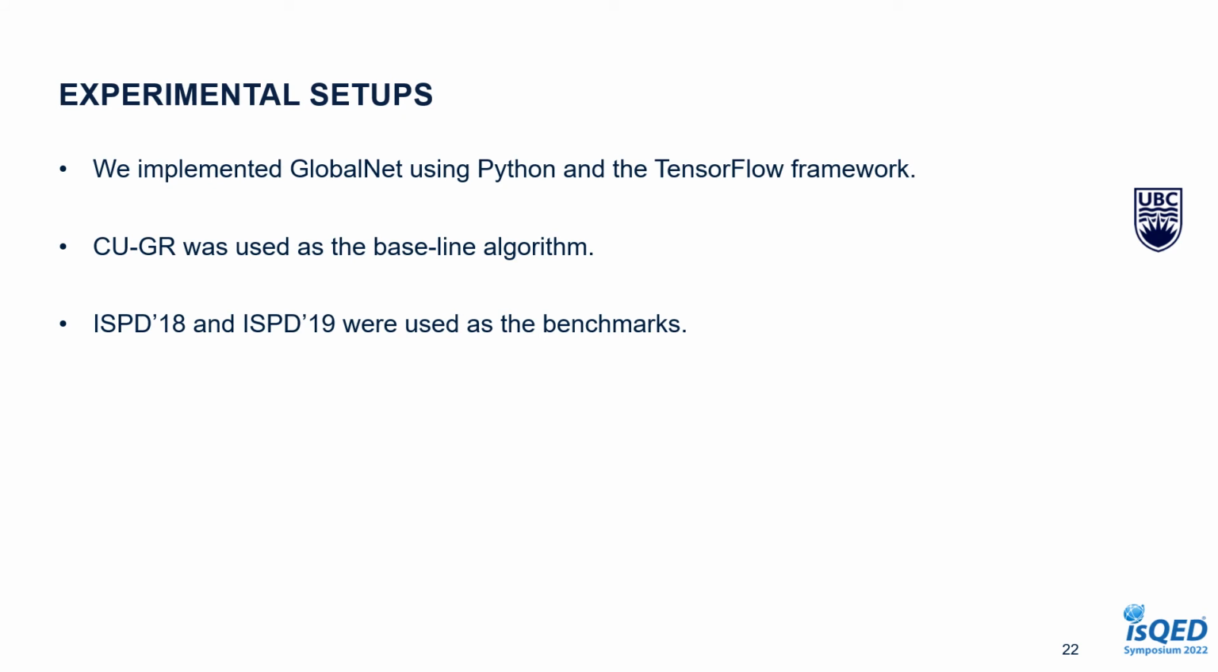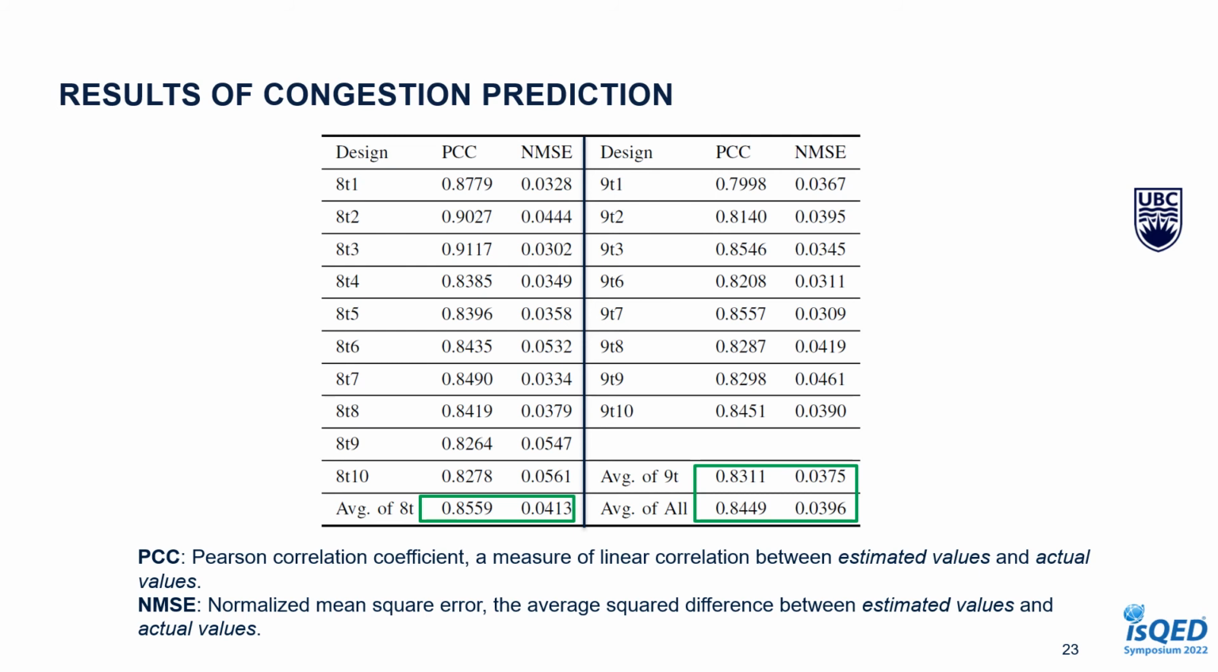Experiments have been done to test our UBCGR and GlobalNet. We implemented GlobalNet using the TensorFlow framework, and we used CUGR as the baseline algorithm for UBCGR. And ISPD 18 and 19 benchmarks were used for both routers. We first tested the performance of GlobalNet.